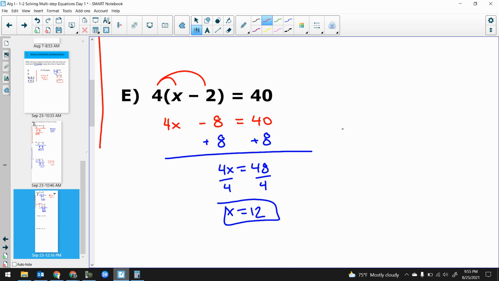Let's check it. 4 times 12 minus 2, is that truly 40? Well, 12 minus 2 is 10, so 4 times 10 is indeed 40. That checks out.